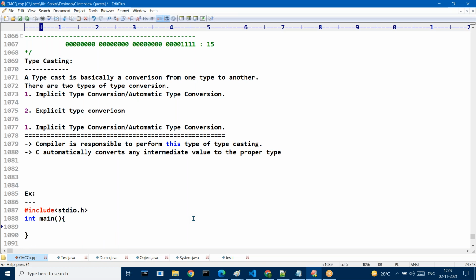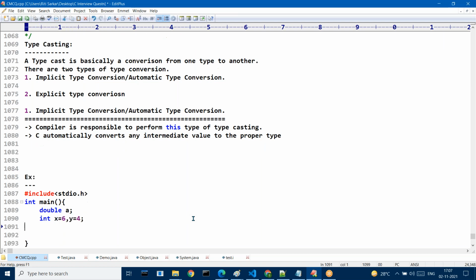Say for example, I'm having one variable of what type? Double type, double A. And I'm having two int variables, int x is equal to 6, y is equal to 4. Now what I'm doing here, I'm writing A is equal to x by y. One double variable, two integer variables, I'm taking their division, as simple as that.